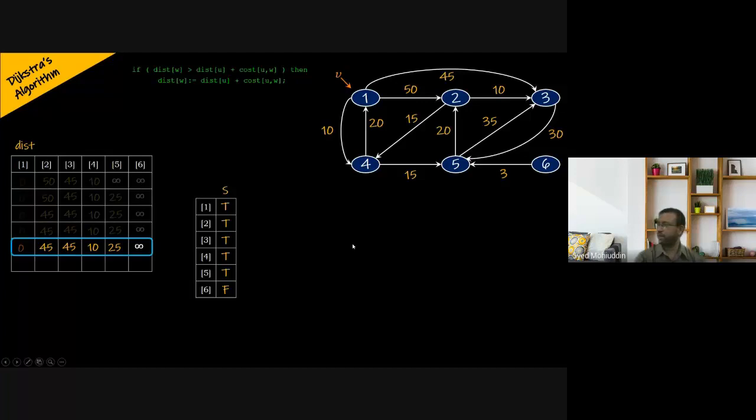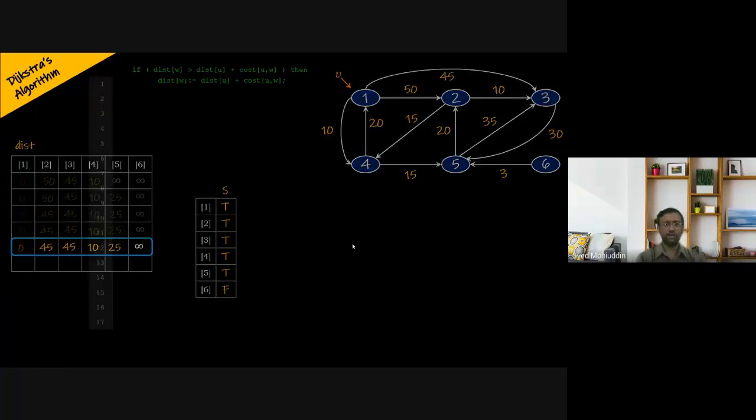And finally we have this result. So this is how Dijkstra's algorithm works. Now let us look at the actual algorithm itself.